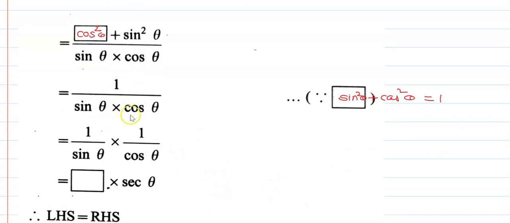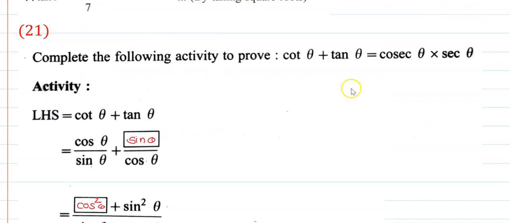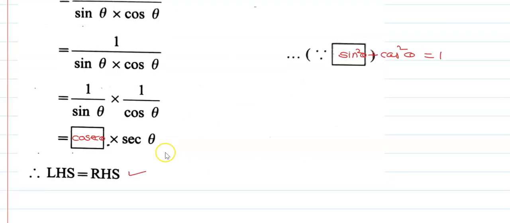Next, we separate this: 1 upon sin theta into 1 upon cos theta. The reciprocal of sin theta is cosec theta, therefore here we write cosec theta into 1 upon cos theta. The reciprocal of cos is sec theta. Hence, cosec theta into sec theta is nothing but the RHS, and hence LHS is equal to RHS, and it is proved with the help of this activity.